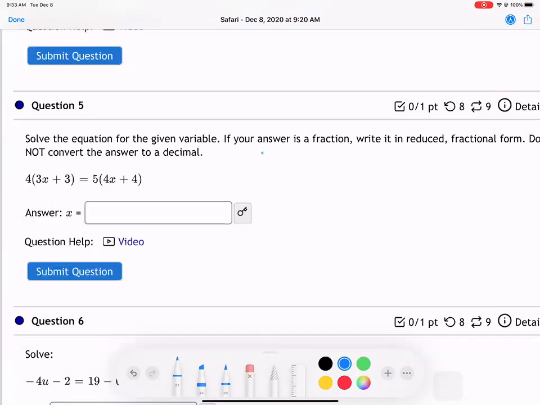Now, a lot of people had these problems when we first started. And the idea is that first we want to get rid of the parentheses. By distribution, we're going to distribute the 4, we're going to distribute the 5 through multiplication. And then the problem will look a lot easier.